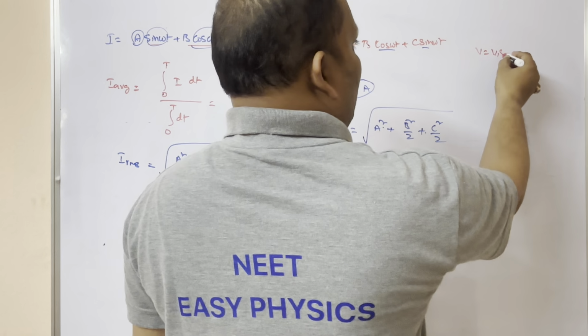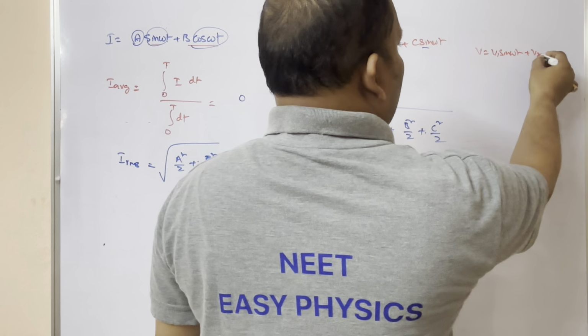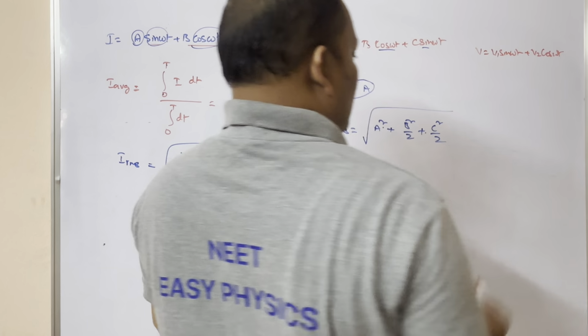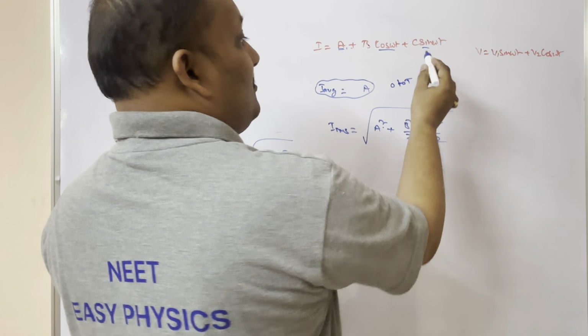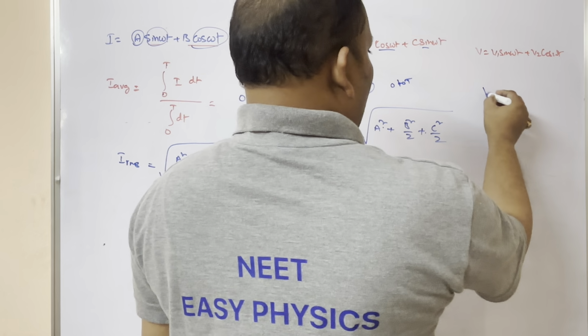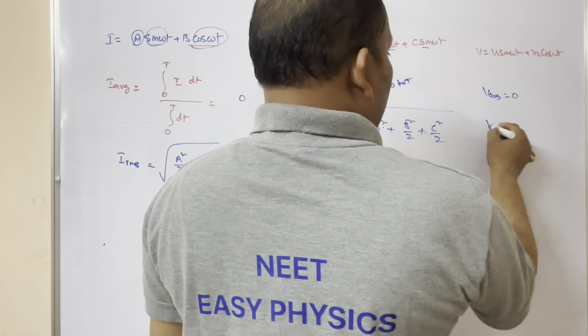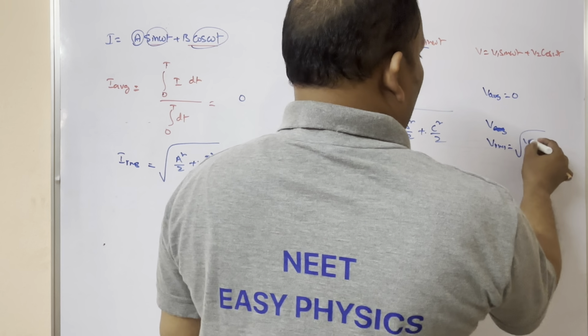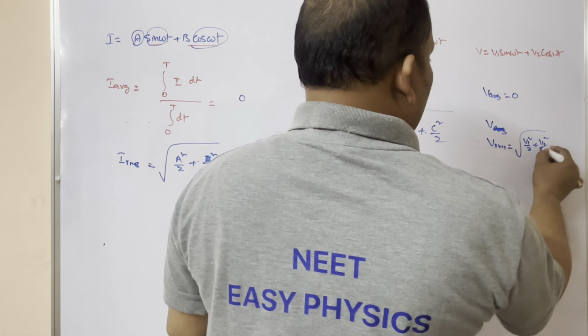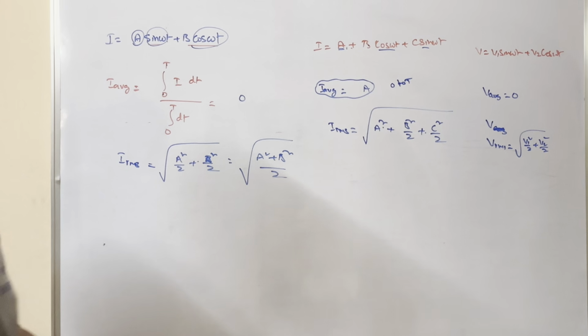V is equal to V1 sin omega t plus V2 cos omega t. So what is the average value between 0 to T? The average value is going to become 0. So the RMS value is going to become root of V1 square by 2 plus V2 square by 2.